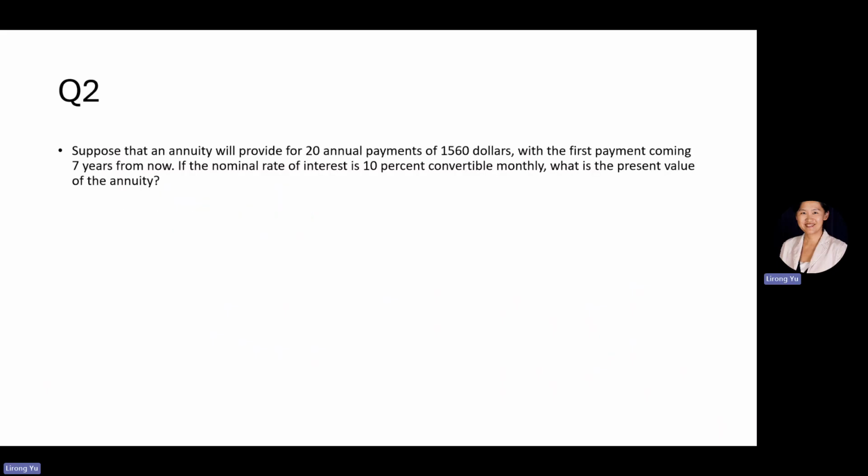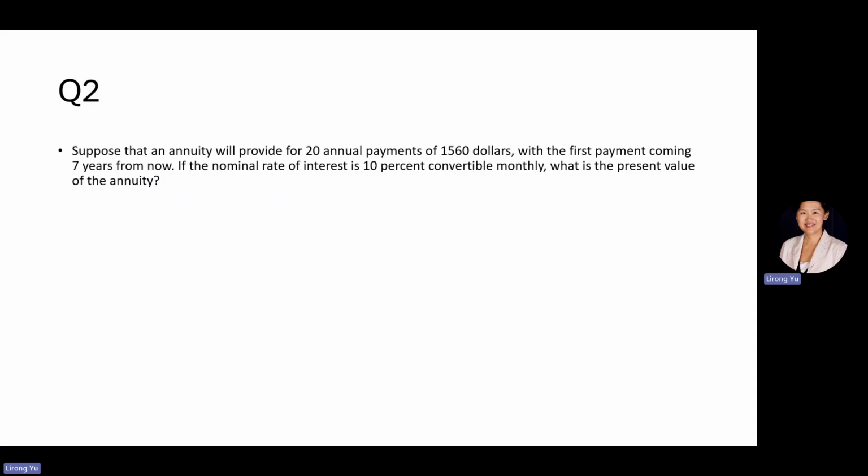Now, question two. Suppose an annuity will provide 20 annual payments, so the number of payments is 20. It's an annual payment, so you need the annual interest rate. Each payment is $1,560. So we have 20 payments of $1,560. But you cannot multiply 20 by 1,560 because those payments are not made at the same time. You have to look at the time value. The first payment comes in 7 years from now, and the nominal rate of interest is 10%, convertible monthly. What is the present value of the annuity?